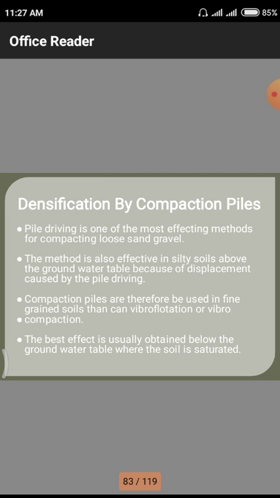In the previous class, we discussed different vibration techniques which are employed in the field to densify the strata to a particular depth, whatever depth is required for a structure. That means depending upon the total structural weight and the depth of the foundation. Today's topic is compaction piles, which is one of the methods used to densify the soil.